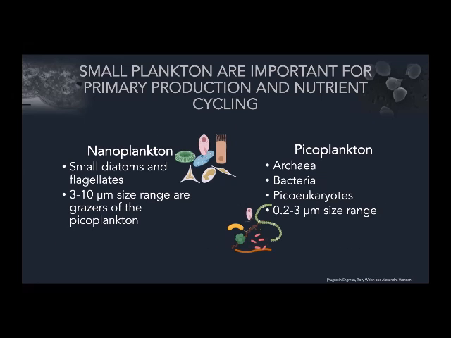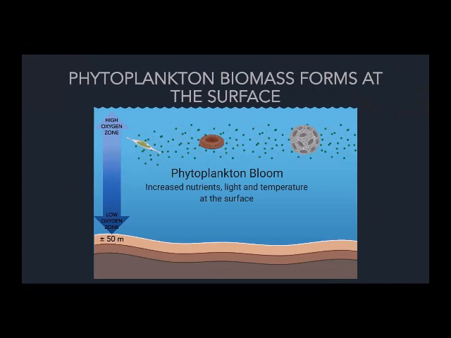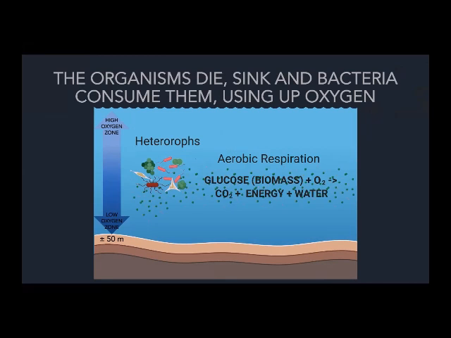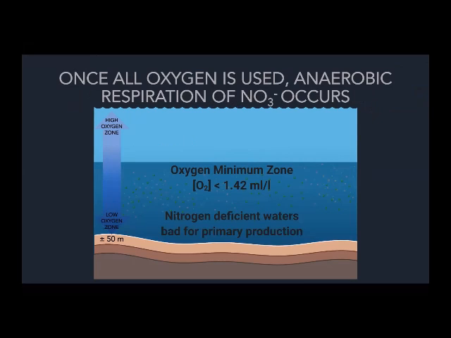So plankton are important for primary production as well as the cycling of nutrients in the ocean. I'm particularly interested in nano-pico and picoplankton, which are your small diatoms and flagellates, as well as your archaea, your bacteria, and your pico-eukaryotes. So low oxygen waters are created when phytoplankton biomass forms at the surface. There's good nutrients, there's light, there's temperature, and these blooms start forming at the surface. Now, once all the nutrients have been used up, these organisms die, they sink, and bacteria consume them, using up all the oxygen in the water, creating oxygen minimum zones.